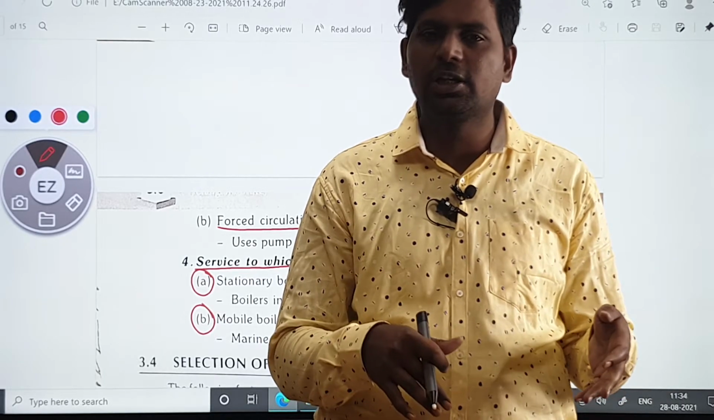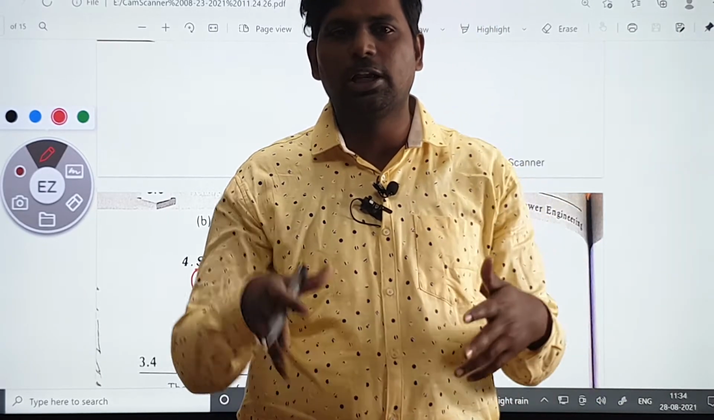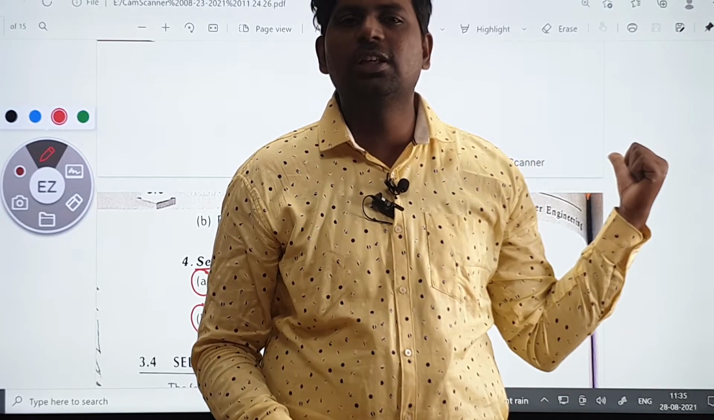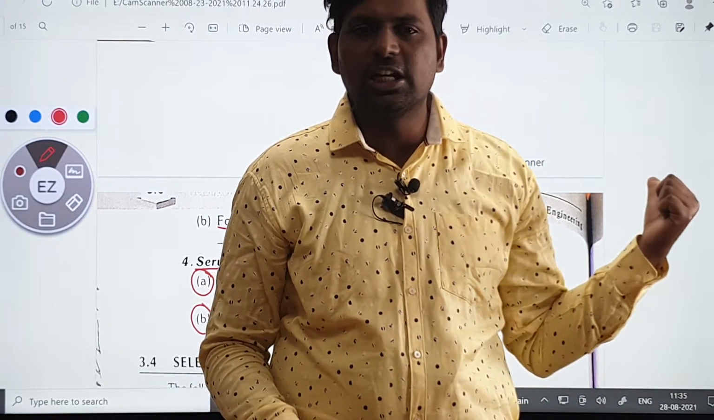If some repair work is there, some technician will come and go inside the boiler and do the repair. So that one is known as the stationary boiler.